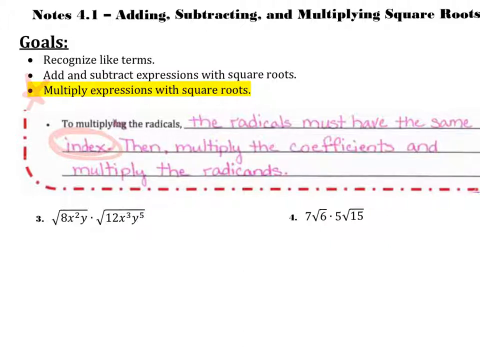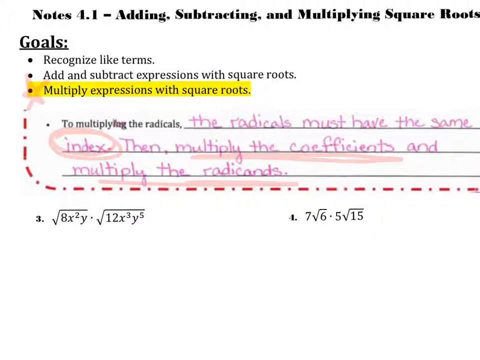We'll be looking at square roots today, but for future reference, you can multiply square roots with square roots, or you can multiply cube roots with cube roots, but just check to make sure that you have the same index. Okay, the second part says to multiply the coefficients. So that's going to be step one, once we realize we have the same index, and then it says to multiply the radicands together.